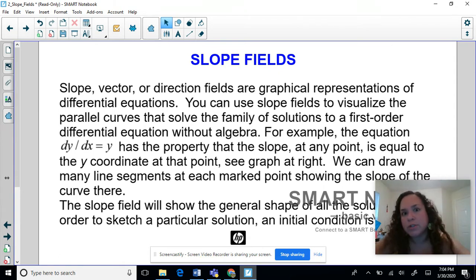Now, differential equations are really just the equations of derivatives, right, with respect to x and y. And when we're looking at a slope field, it is a graph of all the possible slopes at that derivative for every specific point, okay?